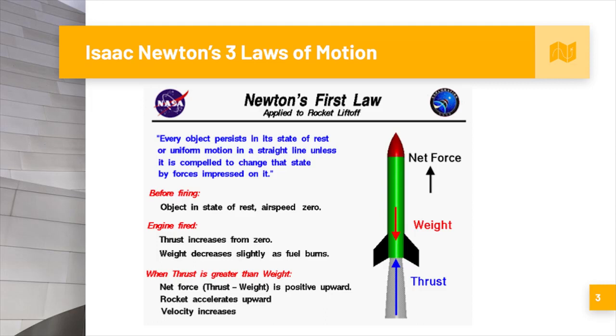Newton's first law states that every object will remain at rest or in uniform motion in a straight line unless compelled to change its state by the action of an external force. This is sometimes known as the law of inertia. Every object persists in a state of rest or uniform motion in a straight line, unless it is compelled to change that state by forces impressed on it.